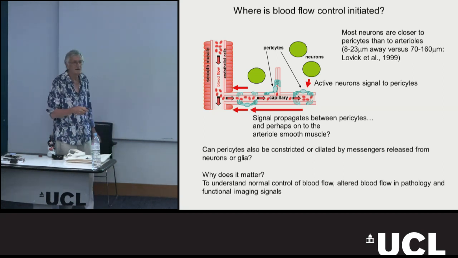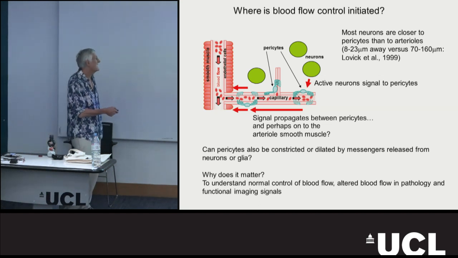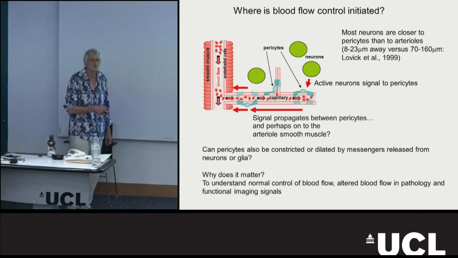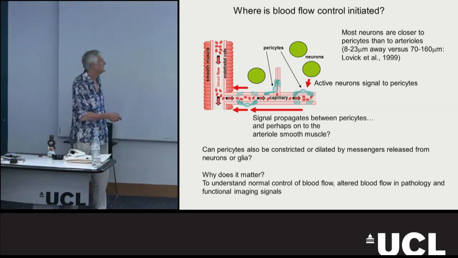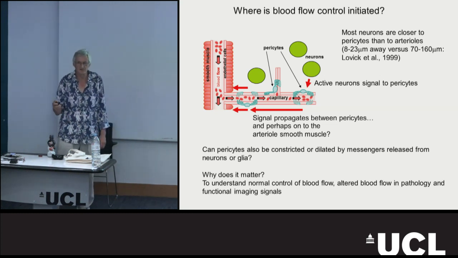I've shown you endothelin already, but I want to show you some synapses which can regulate this now. And this matters because we want to understand normal control of blood flow in the brain, what goes wrong in pathology like AD, and also how functional imaging signals are generated.